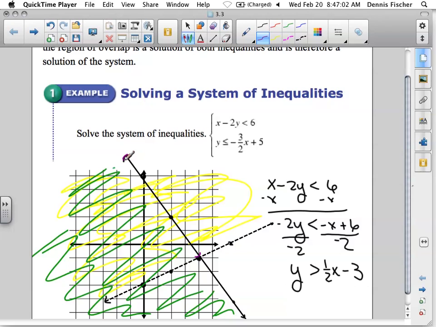That makes sense? So if both lines are shaded, it can't be on either one of them? If both lines are dotted, then it can't be. Yeah, it can't be on either one. No, it's just the shaded region.